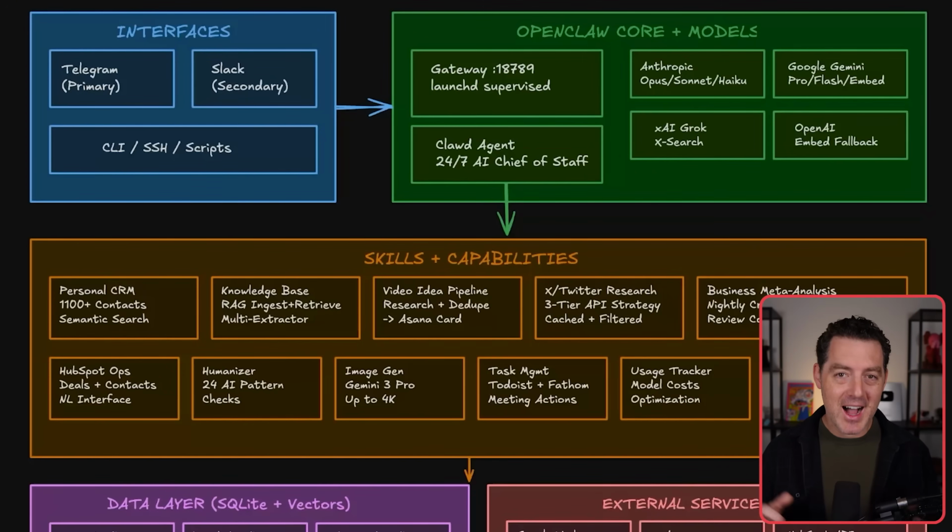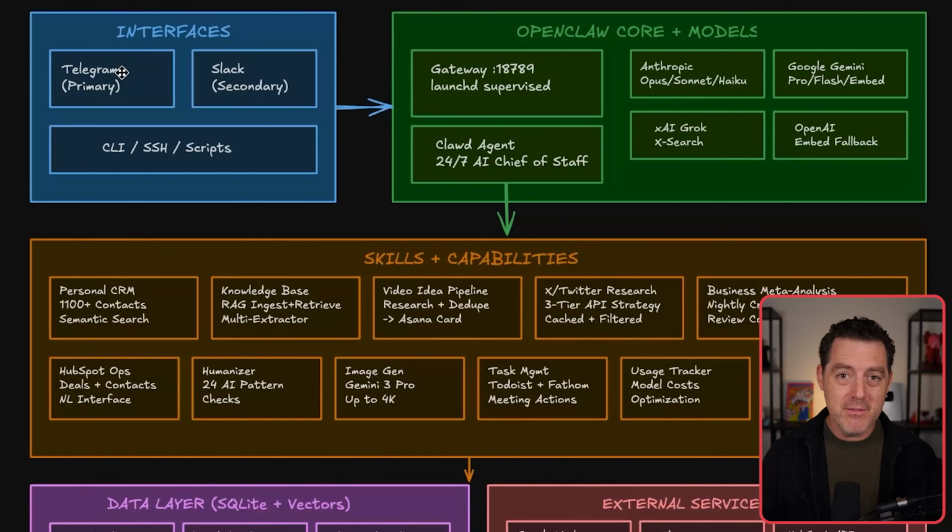Here is the high-level overview of everything going on in my system. And I know it looks complicated. I'm going to get into detail about all of it. All right, so here's the overview. First, we have the interfaces. This is how I'm actually talking to my OpenClaw. I use Telegram as the primary one.